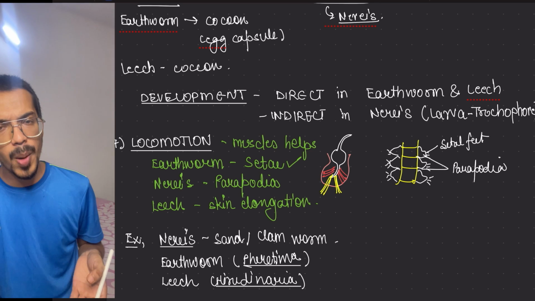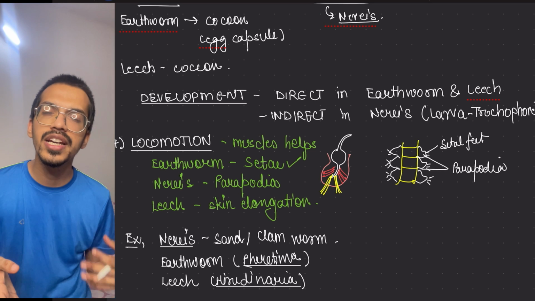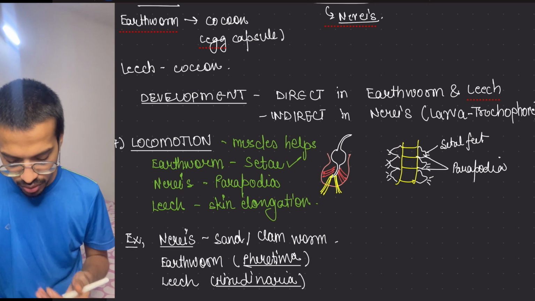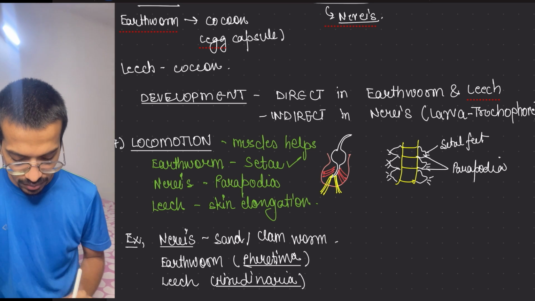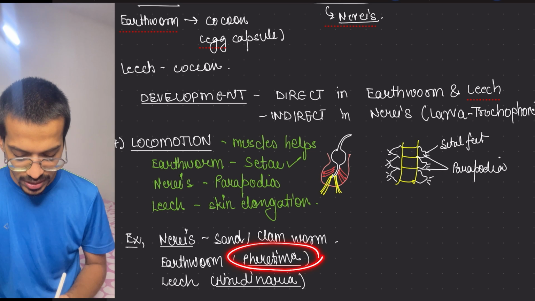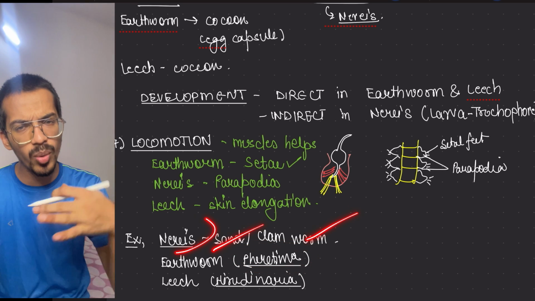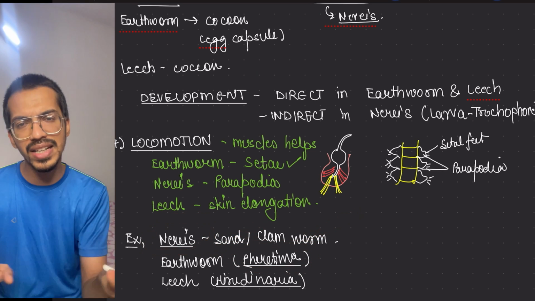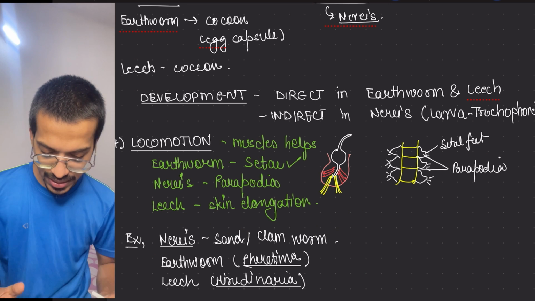And these are their common names. The leech common name is Hirudinaria. Then the earthworm common name is Pheretima. Then sandworm, clamworm is Nereis. It just drowns into the aquatic bottom, into the sand, and then lives over there. That's why the name is coming.